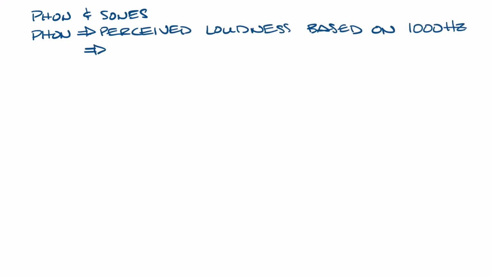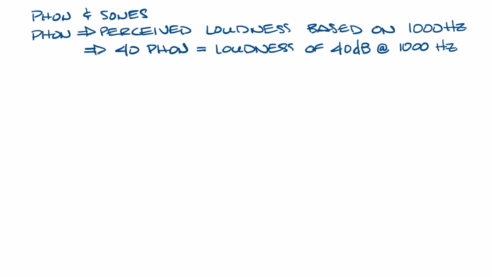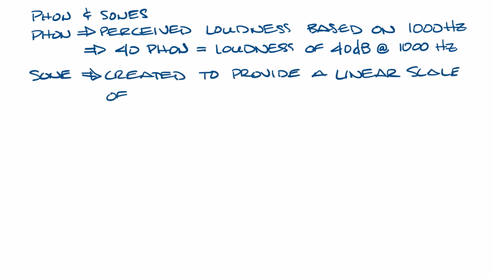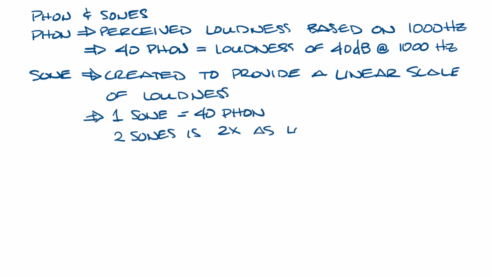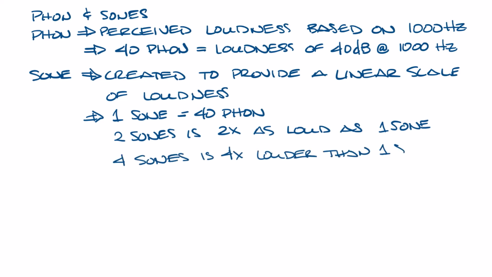The phone was proposed as a unit of perceived loudness level based on 1000 Hz, where 40 phone is the loudness of 40 dB at 1000 Hz. The zone scale was created to provide a linear scale of loudness where 1 zone equals 40 phones and 2 zones is twice as loud as 1 zone. The zone rating scale is pretty straightforward. 4 zones is 4 times louder than 1 zone.